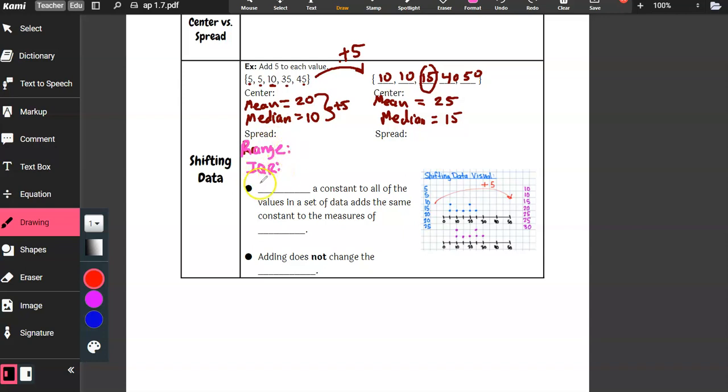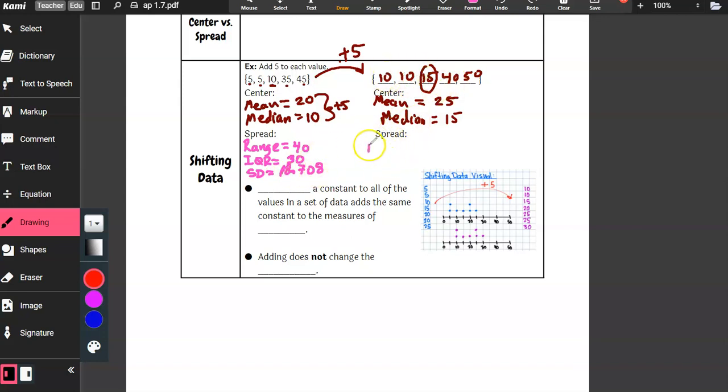And if you have your calculator, actually, let me make this. Range, IQR, and the standard deviation. Okay, so looking at these values, the range is 40, the IQR will be 30, and the standard deviation is 18.708.